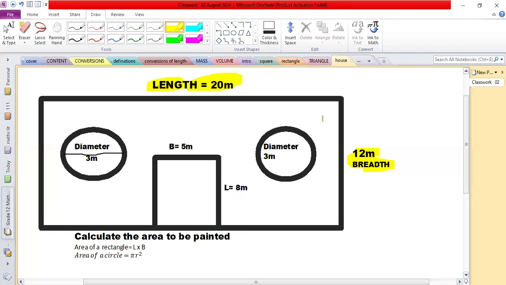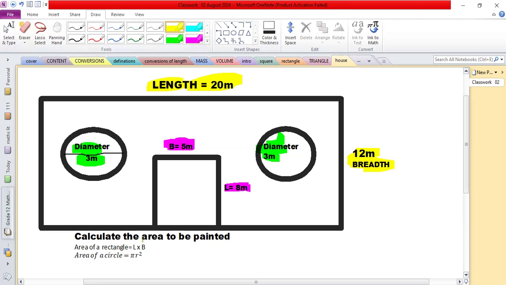Then it has what we call a circle in the middle, or round windows, and the diameter of this round window is 3 meters. As you can see, I've highlighted it in green. These windows are equal, so the other one is also 3 meters in diameter. The door has a breadth of 5 meters and a length of 8 meters. I want you to calculate the area to be painted if the owner of the house wanted to paint this wall. Please show your calculations.